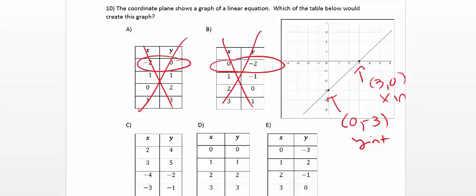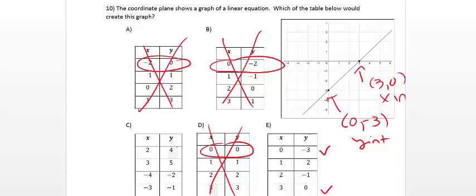In D, we have 0, 0, so we can eliminate that one. And then in E, I can see both of those points, 0, negative 3, and 3, 0. So we think the answer is E. So let's just make sure by checking C.